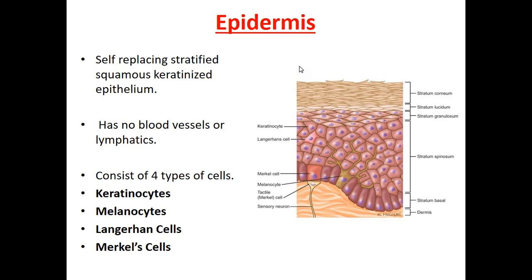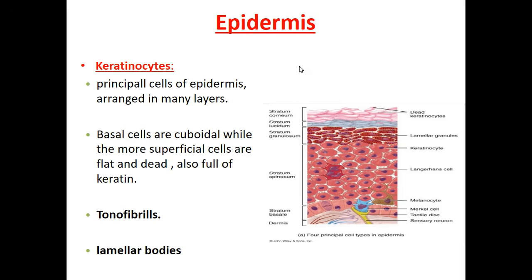Now coming to the epidermis. It is a self-replacing stratified squamous keratinized epithelium. It has no blood vessels or lymphatics. It consists of 4 types of cells: number 1, keratinocytes; number 2, melanocytes; number 3, Langerhans cells; and number 4, Merkel cells. Keratinocytes are the principal cells of the epidermis, arranged in many layers. Basal cells are cuboidal, while the more superficial cells are flat and dead, full of keratin. Tonofibrils and lamellar bodies are present there.